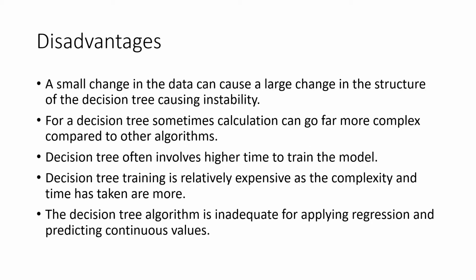However, there are also some disadvantages. A small change in the data can cause a large change in the structure of the decision tree, causing instability. For a decision tree, sometimes calculation can go far more complex compared to other algorithms. Decision trees often involve a higher time to train the model, and decision tree training is relatively expensive as the complexity and time taken take a toll. The decision tree algorithm is inadequate for applying regression and predicting continuous values.